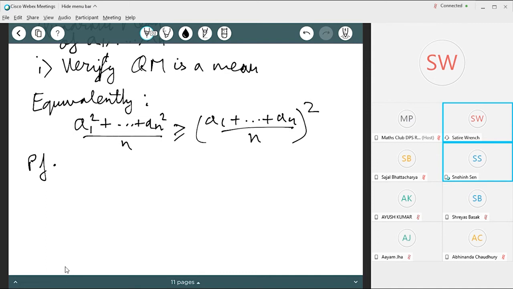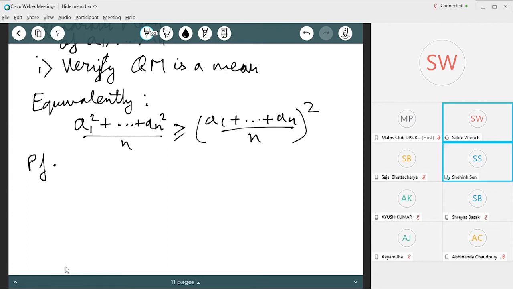in brackets a1 a2 plus a1 a3 all the way to a(n-1) an, basically all the possible combinations. After that, the left hand side would remain, and we cancel out a1 square all the way to an square from both sides. Left hand side fair enough.